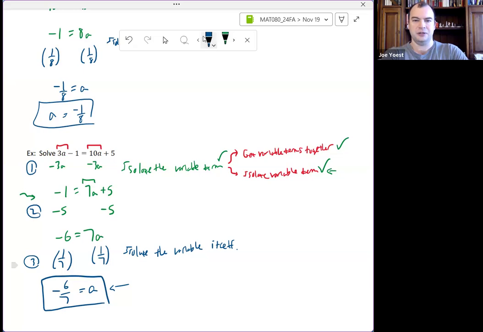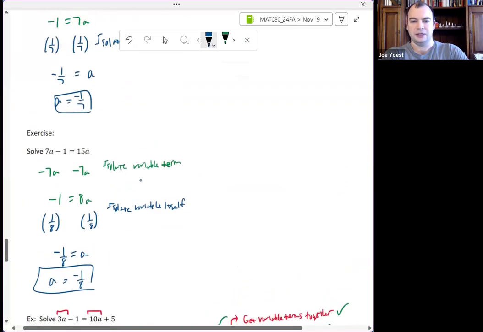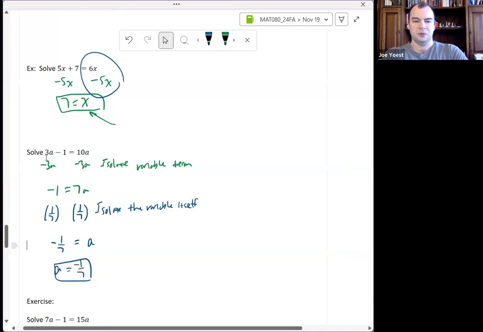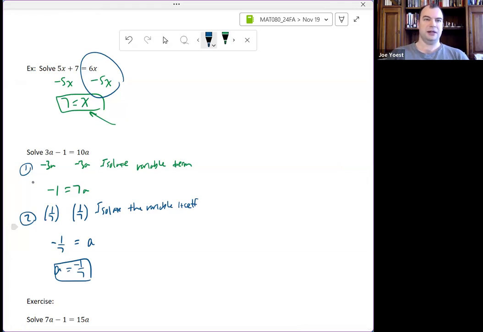So even in these slightly simpler problems where we still had to do isolating the variable term and isolating the variable itself, we were able to get away with just 2 equation solving steps, 1 and 2, when we only either had the variable split up between the 2 sides or the constant split up between the 2 sides, but not both.